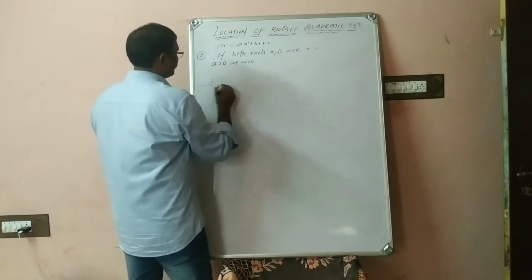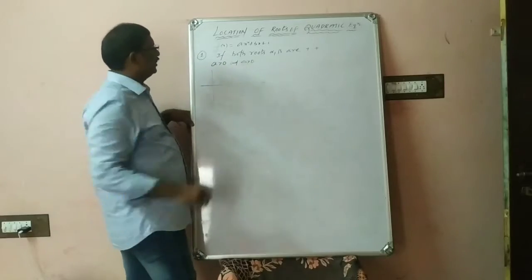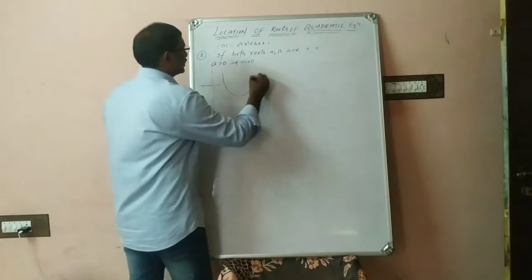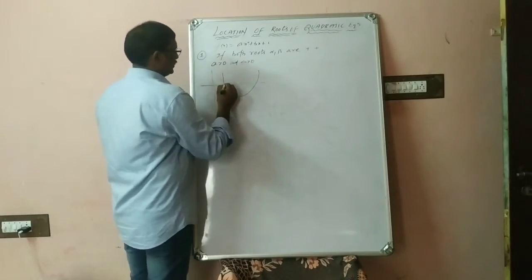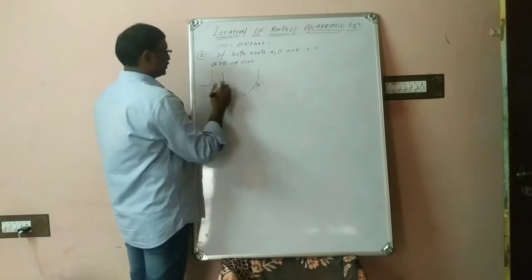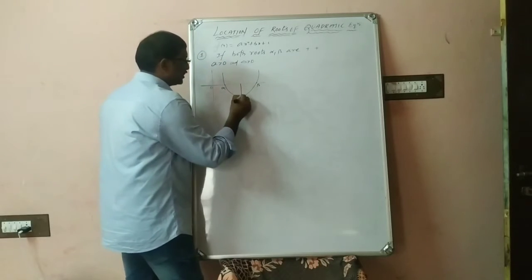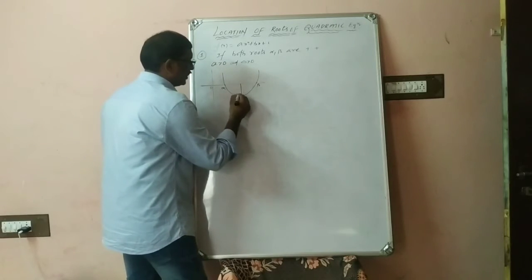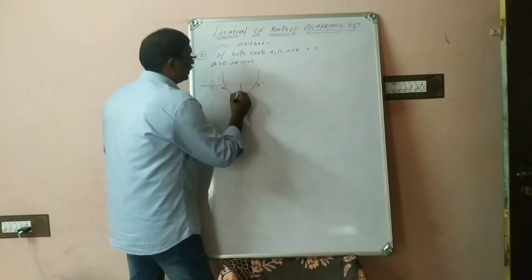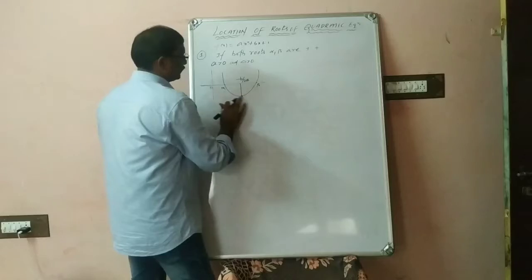So write: this upward parabola will intersect the x-axis in two different places. Both must be positive. Yes, this is the origin, this is positive. This is the minimum value. Where are we getting the minimum value here? At minus b by 2a.